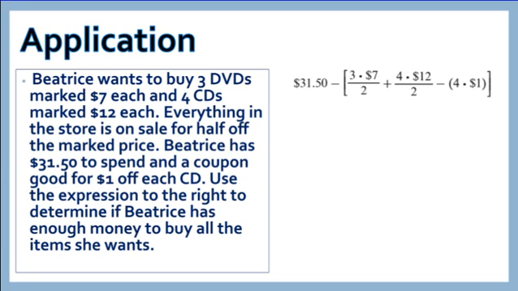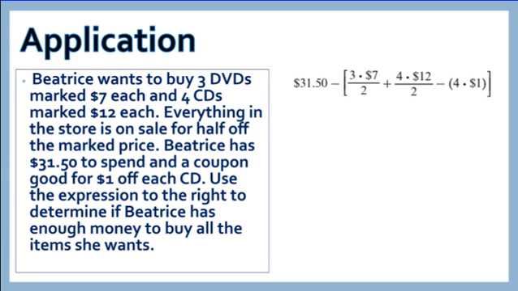And an application. Beatrice wants to buy 3 DVDs marked $7 each and 4 CDs marked $12 each. Everything in the store is on sale for half off the market price. Beatrice has $31.50 to spend and a coupon good for $1 off each CD. Use the expression to the right to determine if Beatrice has enough money to buy all the items she wants. So she's got $31.50. How much is the total that she's buying?